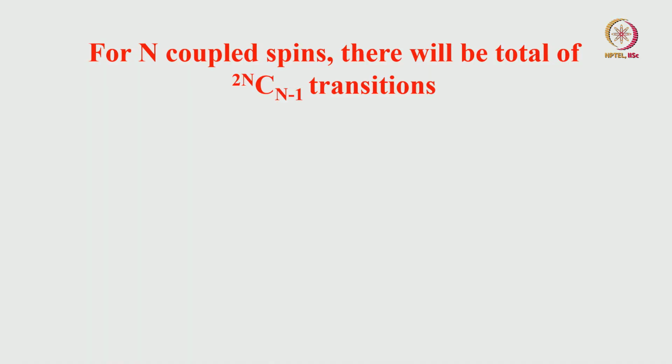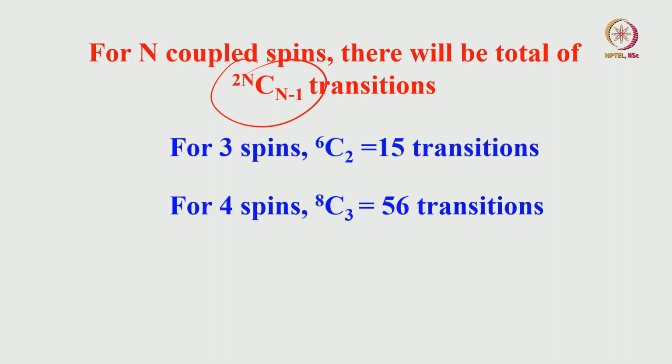We will now consider the example of n coupled spins. For n coupled spins, there will be a total of 2nCn minus 1 transitions. For example, if I take 3 equivalent coupled spins, we should get 6C2, that is 15 transitions. If there are 4 spins, maximum we should get 56 transitions. Of course, this is by a first order approximation and by the family approach we have been discussing.